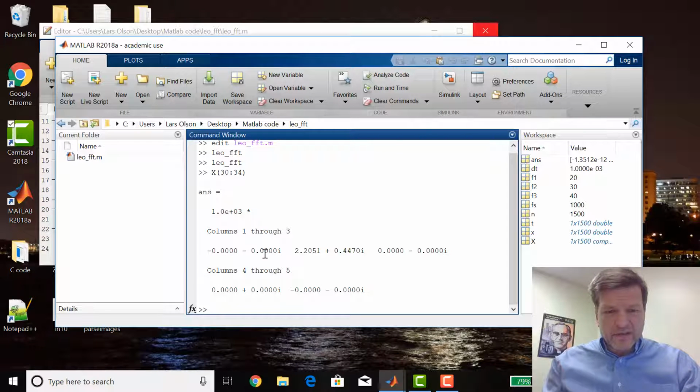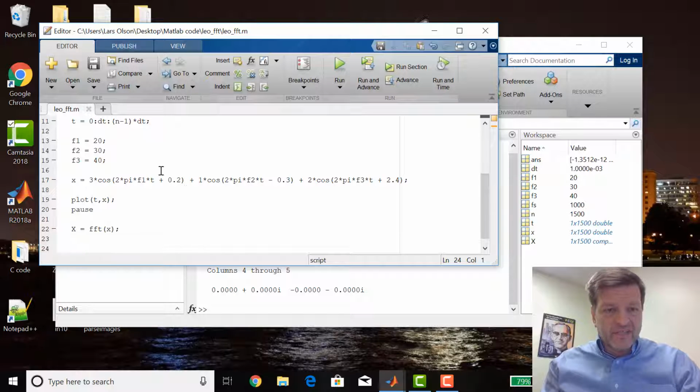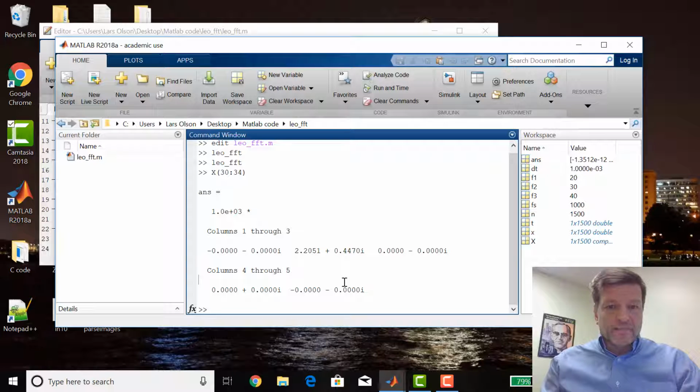It's all zero. It's zero, zero, zero, zero. Ah, this is non-zero, right? And it's multiplied times 1,000, so it's 2,200 plus 447j, the imaginary variable. So this is a complex number. It's a complex number because when we did this, we added a phase angle to each of these things, right? So this happens to be the first one. The magnitude of this is going to be about 3, we think.